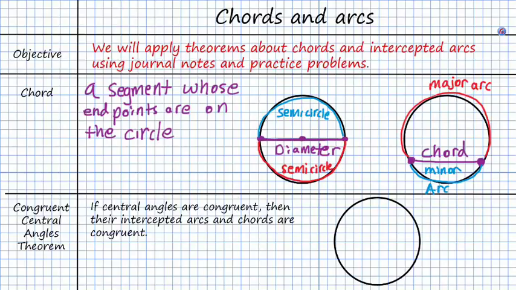And now that we've defined the actual object itself, we can start to make some theorems regarding these objects. So we can start making some truth statements using chords as an object. Our first statement, the congruent central angles theorem, says that if central angles are congruent, then their intercepted arcs and chords are congruent. And what does this mean to us? Well, first let's break it down. If central angles are congruent, we need at least two central angles and they need to be congruent.